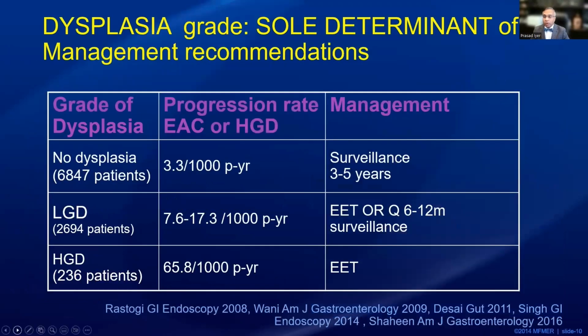Now, why is this so important? This is important because dysplasia is currently the sole determinant of whether we either recommend surveillance or we begin to initiate endoscopic eradication therapy. And this is really based on the risk of progression with no dysplasia, which is the lowest. Low-grade dysplasia is somewhere in between, and high-grade dysplasia is the highest. And studies have shown that when we perform endoscopic therapy in low or high-grade dysplasia, we can actually prevent progression to high-grade dysplasia or cancer.